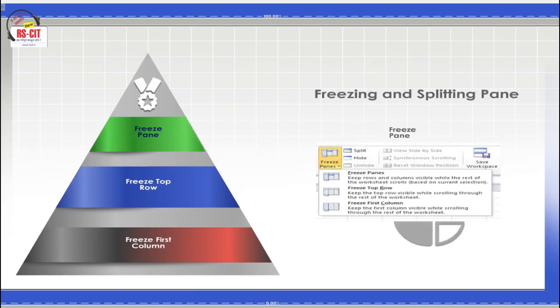Freezing and splitting panes. Freeze panes. Specific rows and columns can be frozen in a worksheet. Just the frozen portion of the worksheet remains visible all the time and the rest of the cells can be scrolled by using this feature. When you freeze panes, Microsoft Excel keeps specific rows or columns visible when you scroll in the worksheet. For example, if the first row in your spreadsheet contains labels, you might freeze that row to make sure that the column labels remain visible as you scroll down in your spreadsheet.